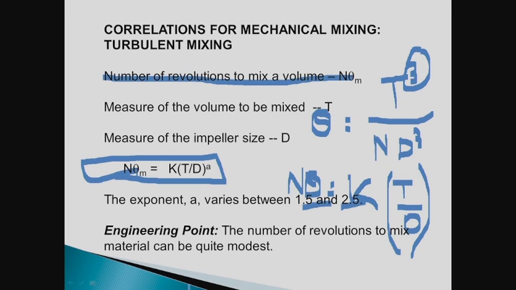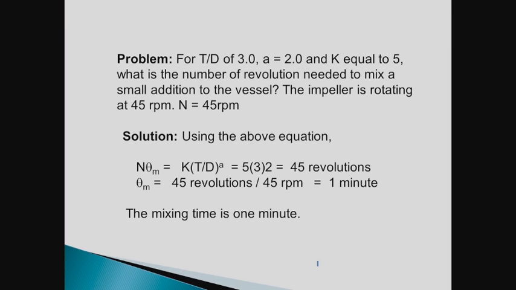Very important point is that the number of revolutions to mix can be quite modest. So if we do a quick calculation, say D over T of 3, A is 2, K is 5, we quickly see that we need 45 revolutions to mix. At 45 RPM, we mix in a minute.